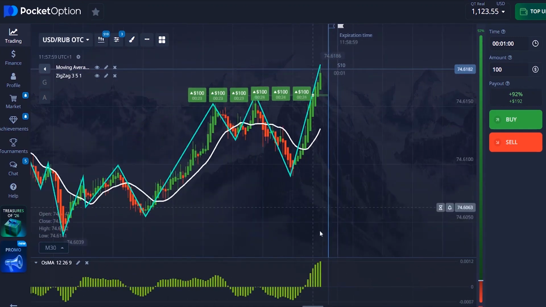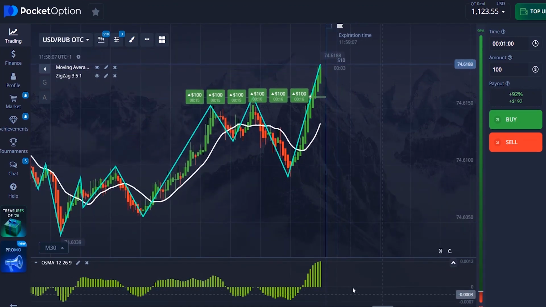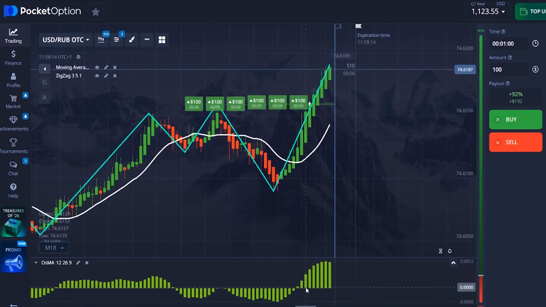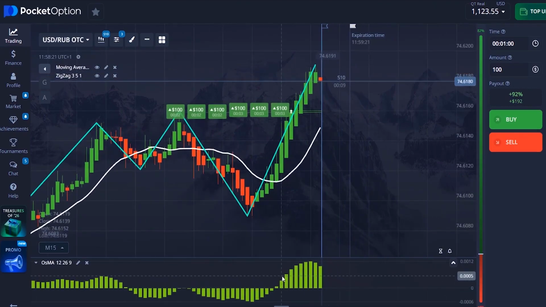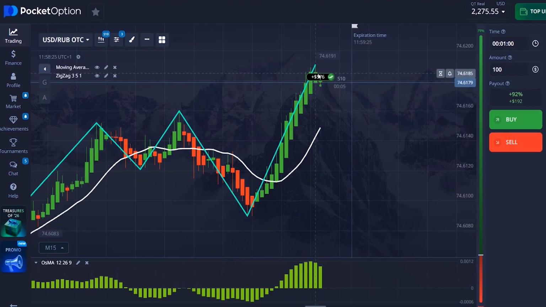Not only that, my OsMA indicator started printing out candles above the 0% level, which also gave me another confirmation to go into the market. So I need to see at least 2 strong candlesticks from my OsMA indicator, giving me a clear directional move before I go into the market. And right at this point, I make my first win.